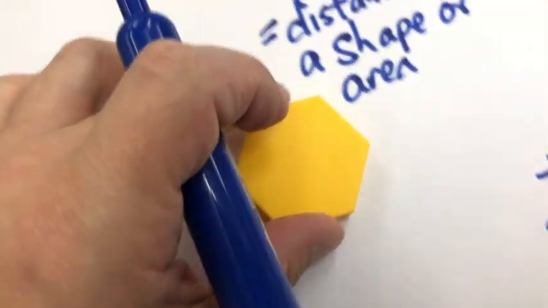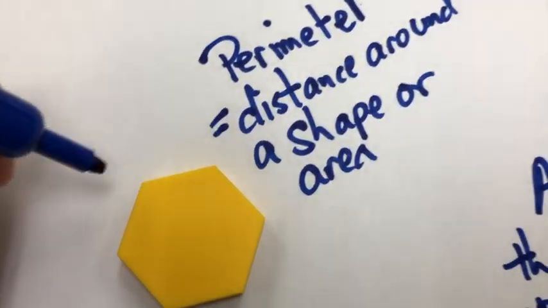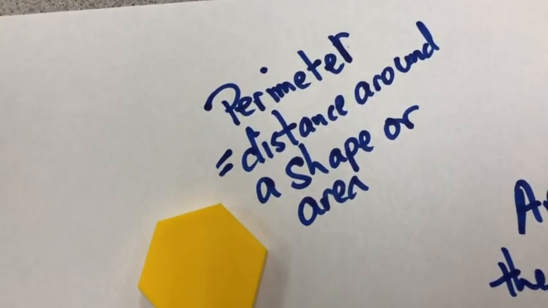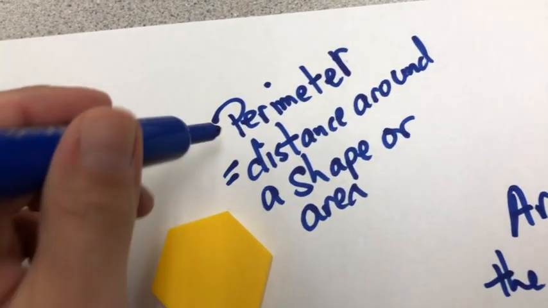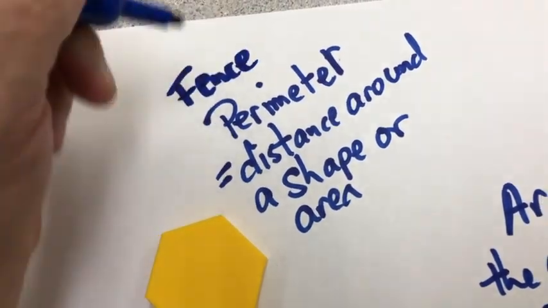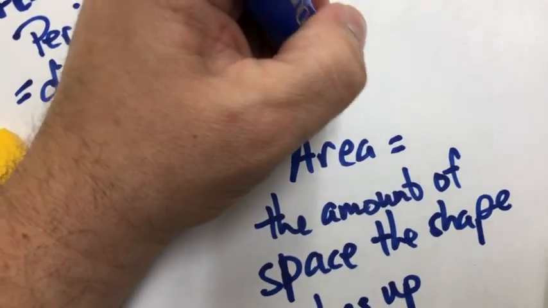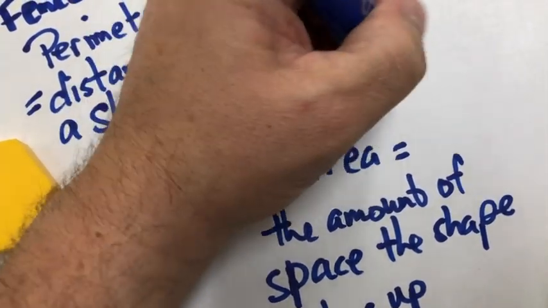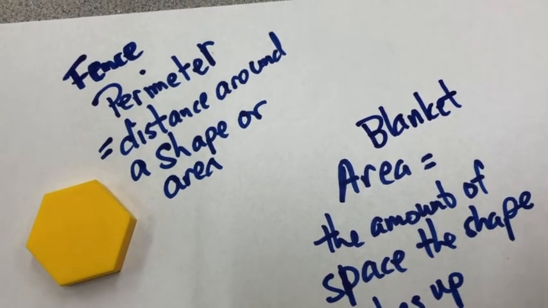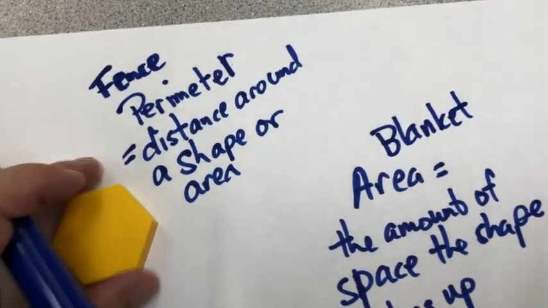Now, if I was doing perimeter, let's pretend it was a garden and I was trying to build a fence around it. So that's a way to think about perimeter and area. Perimeter is like a fence, and area would be like a blanket or a carpet or a rug or something. So think of it that way.